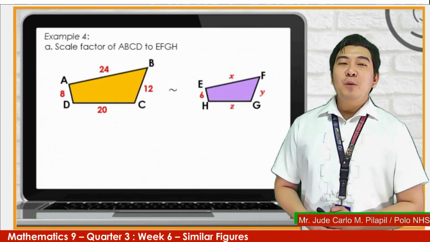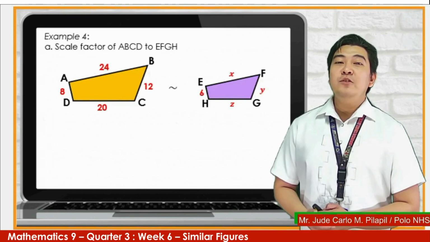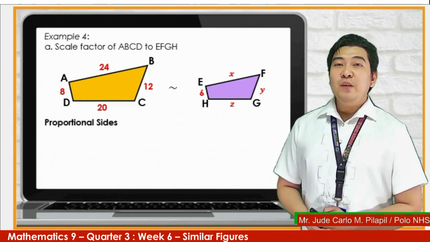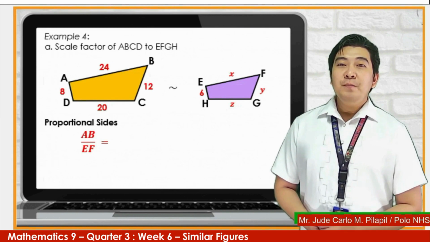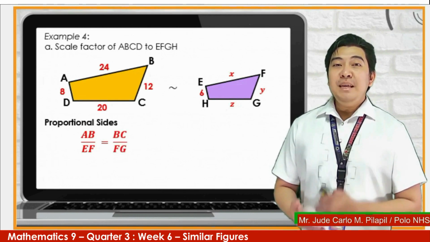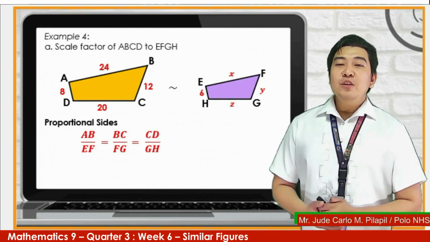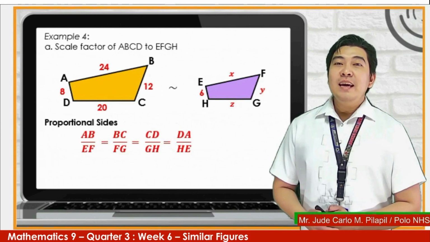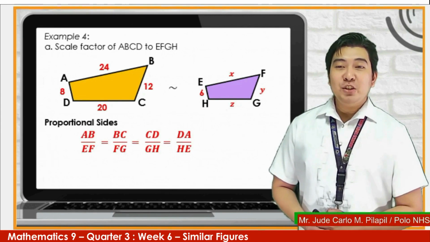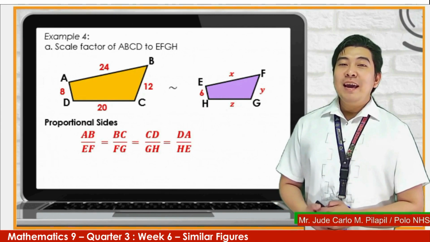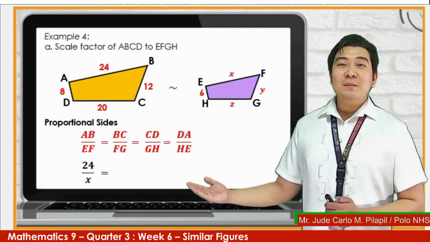Let us determine the proportion that can be formed using the ratios of the sides of the two similar quadrilaterals. For us to find the scale factor, we will be having the ratio of AB over EF. That should be equal to the ratio BC over FG and equal to the ratio CD over GH and DA over HE. Next thing to do is to substitute their respective measures. AB is 24 and EF is X. That is why we have 24 over X.